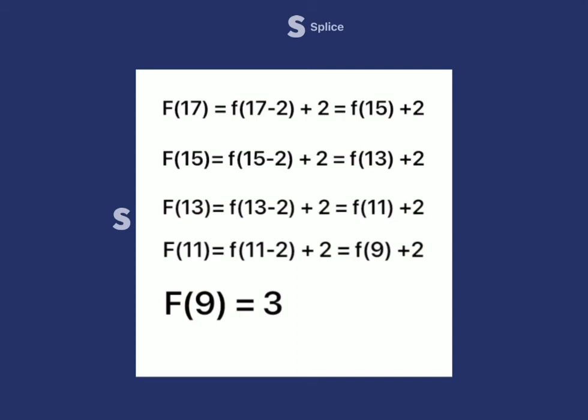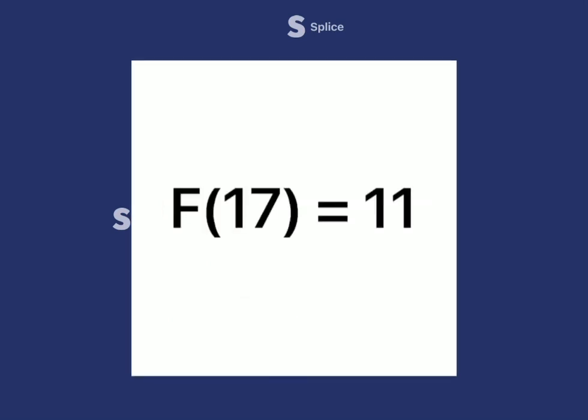Now, we're going to work through the process of f of 17 minus 2 plus 2 since it's greater than 9, and we're going to work all the way down until f of 9. This is going to take us 4 iterations of the same function in order to get from f of 17 to f of 9. Now that we know that f of 9 is equal to 3, we can work our way back to the top, add everything up, and we will get the answer for f of 17. So 3 plus 2 plus 2 plus 2 plus 2 is equal to 11. And this means that f of 17 is equal to 11.